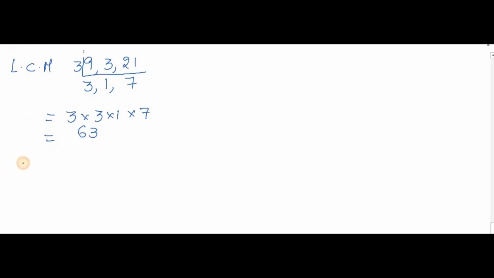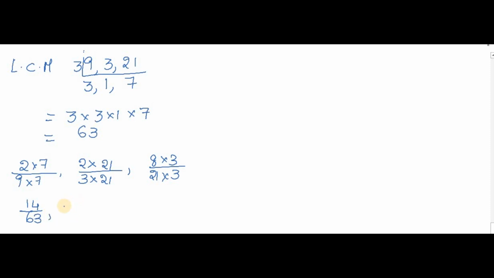Now in 9 table, when I get 63, 9 7s are 63. So multiply the whole fraction with 7. In 3 table, when I get 63, 3 21s are 63. In 21 table, when I get 63, 3 times. Now multiply numerators and denominators. 2 7s are 14, 9 7s are 63. 21 2s are 42, 21 3s are 63. 8 3s are 24, 21 3s are 63.